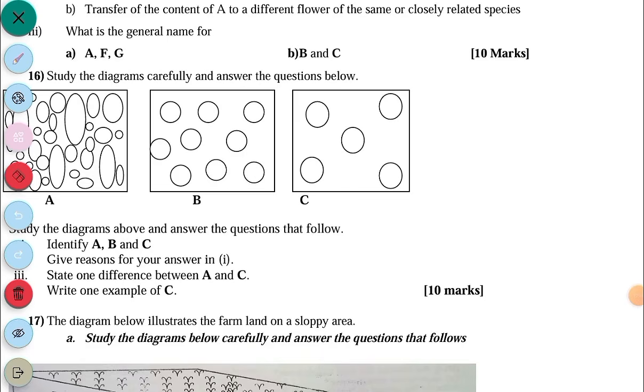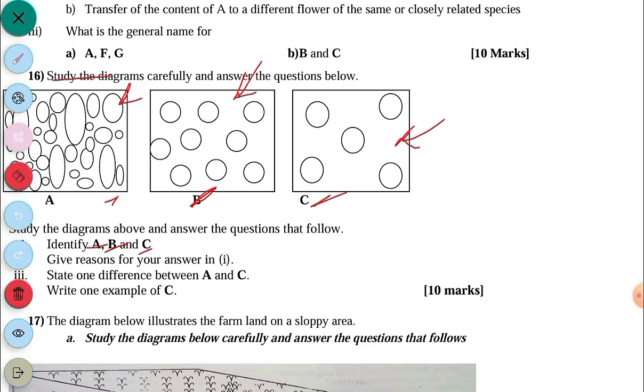So question 16, study the diagrams carefully and answer the questions that follow. So A, B, and C. A here is solid, B is liquid, C is gas. So give reasons for your answer. The reason is because you can see that the spaces between the particles are very small. That is for the solid. Then for the liquid, you see that the spaces are moderate. Then for the gas, you can see that they are well spaced.